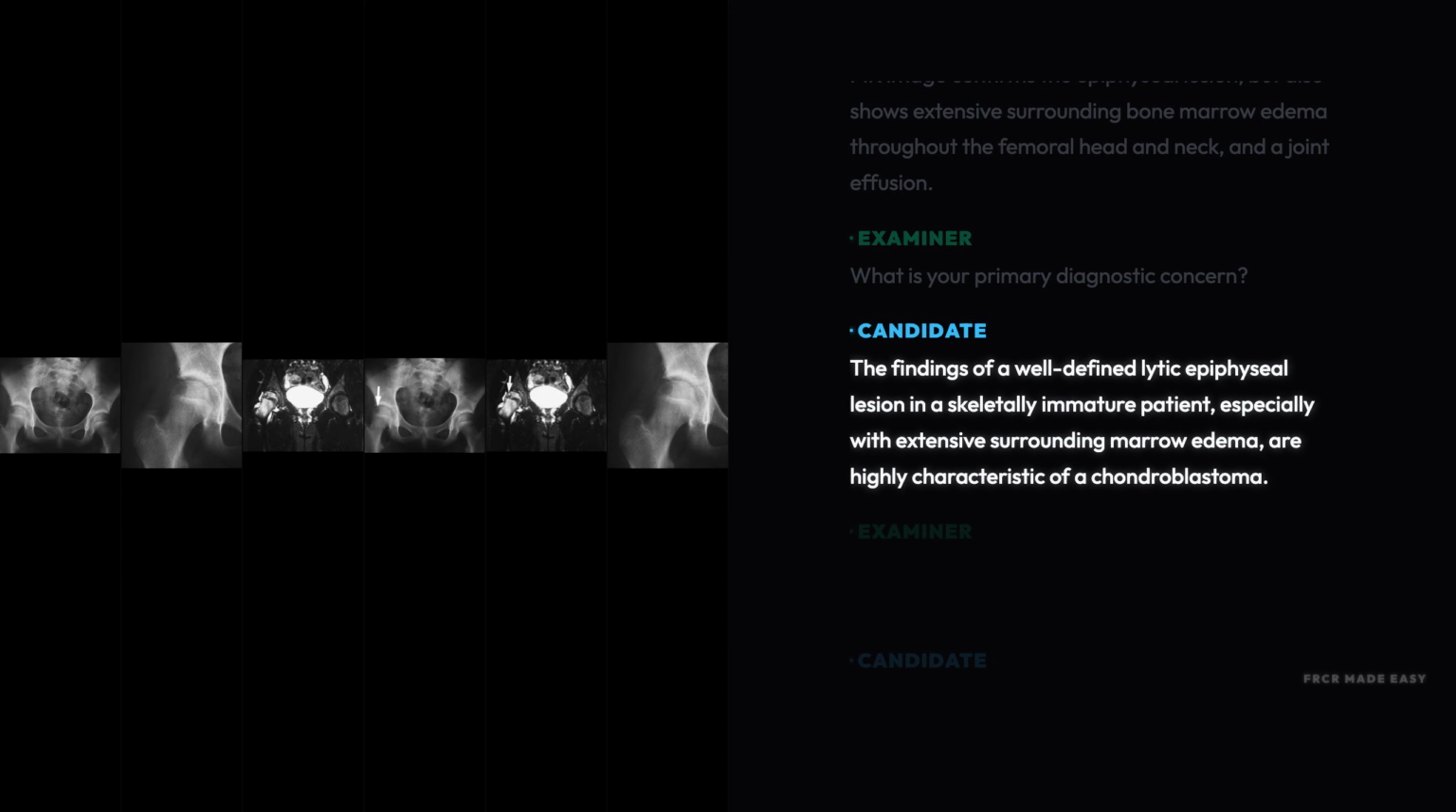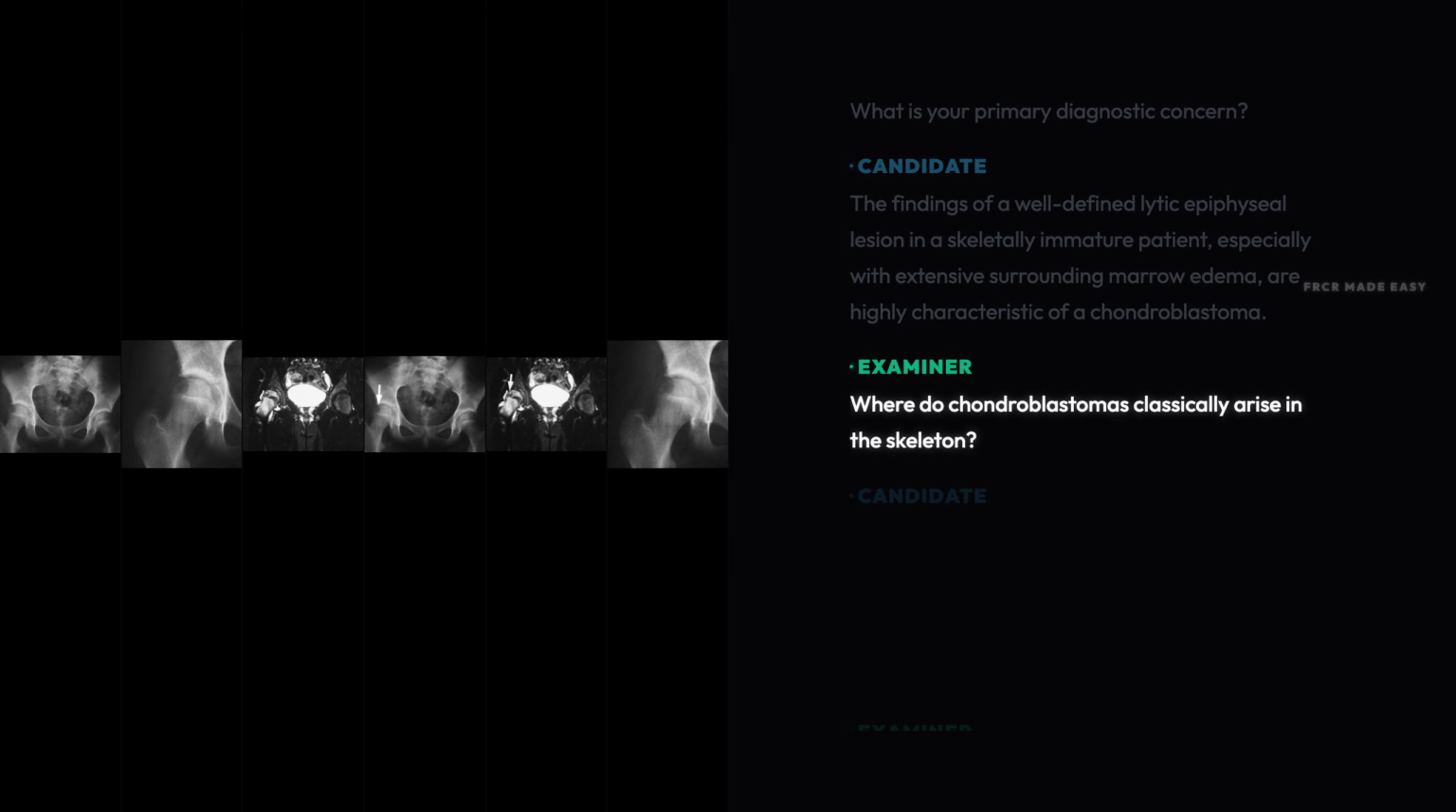The findings of a well-defined lytic epiphyseal lesion in a skeletally immature patient, especially with extensive surrounding marrow edema, are highly characteristic of a chondroblastoma. Where do chondroblastomas classically arise in the skeleton?